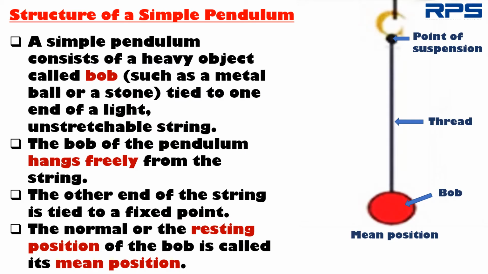A simple pendulum consists of a heavy object called a bob tied to one end of a light, unstretchable string. The bob of the pendulum hangs freely from the string. The other end of the string is tied to a fixed point as shown in the figure. The normal or resting position of the bob is called its mean position.